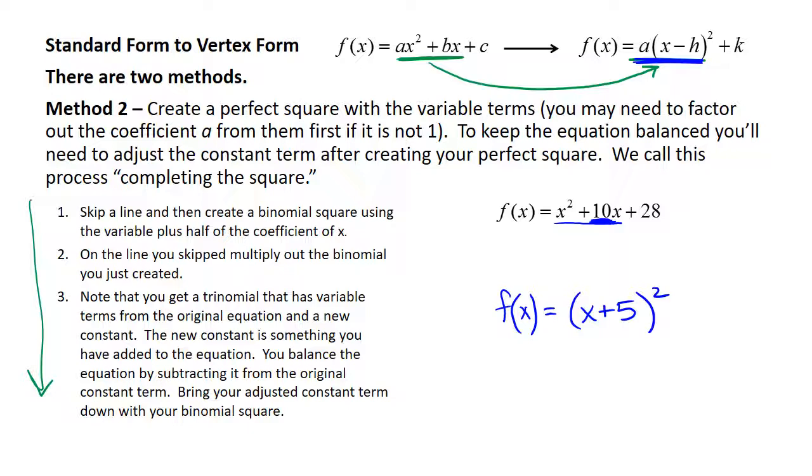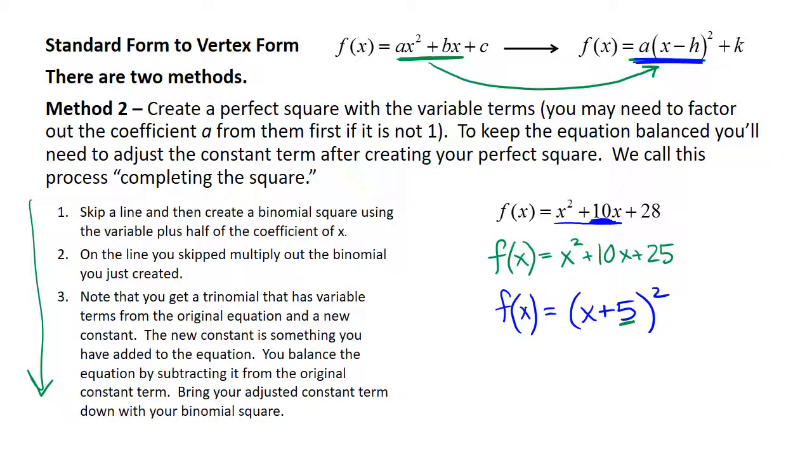Now, here's the back and forth part. What we've just done is we've created a perfect square. When you create a perfect square, we want to think about what that represents. So I'm going to go back to that line I skipped and FOIL out what I just created. When you FOIL this out, x plus 5 times x plus 5. Remember, first, outside, inside, last in FOIL. We're going to get x squared, and then we're going to have 5 times x, or 5x, and another 5x on the inside. So you're going to get the 10x, which is what I wanted. And then you're going to get a constant, because the last thing you multiply in the FOIL is 5 times itself. 5 times 5 is 25.